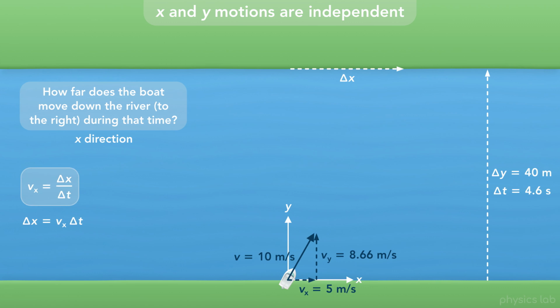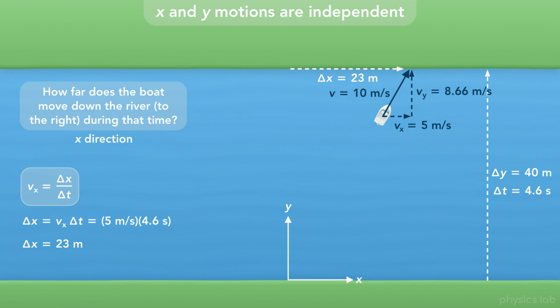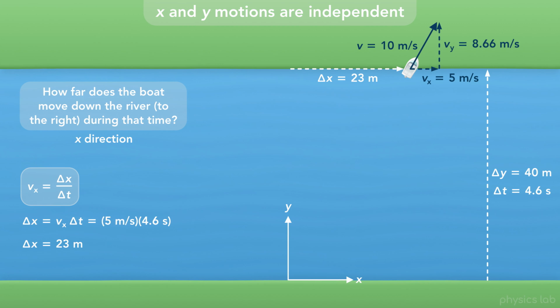Let's start with the equation for velocity in the x direction and rearrange it so that delta x is by itself on the left. Now we plug in 5 meters per second for Vx and 4.6 seconds for delta t. And we find that delta x, the displacement in the x direction, is 23 meters, which is how far the boat moved down the river to the right during the time it took to reach the other side.